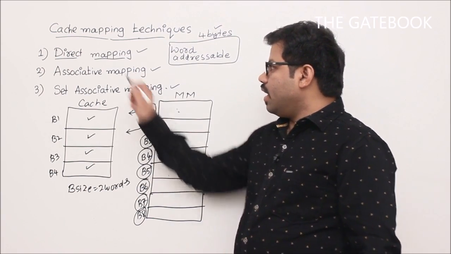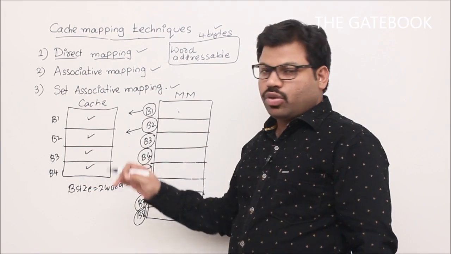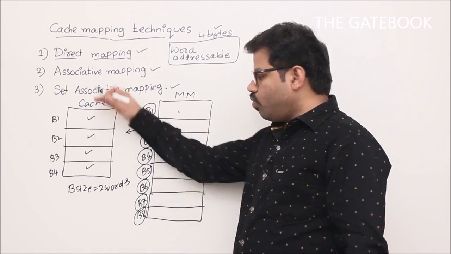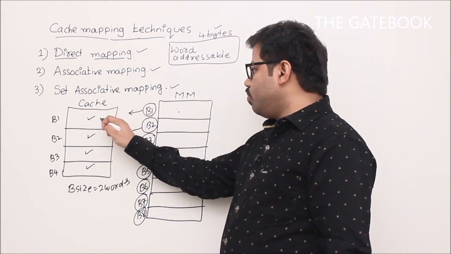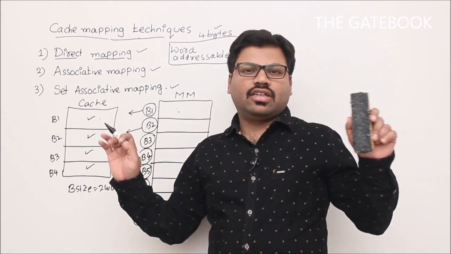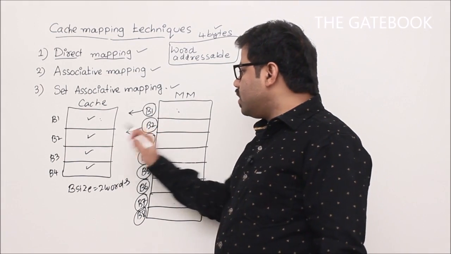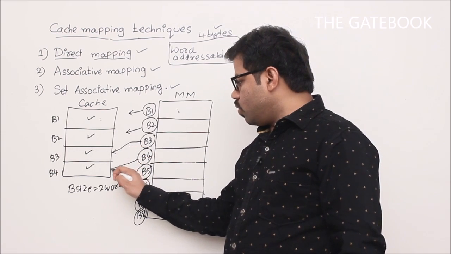Remember one thing, in direct mapping, we have to fix only one slot. Only in that slot we have to keep that particular block. We have to map these 8 slots to 4 slots, and that is fixed. For example, let's say B1 we fix to this slot. In any case, B1's data should go here only. B2's data should go here only. B3's data should go here only. B4's data should go here.